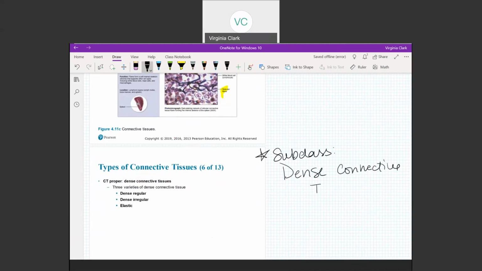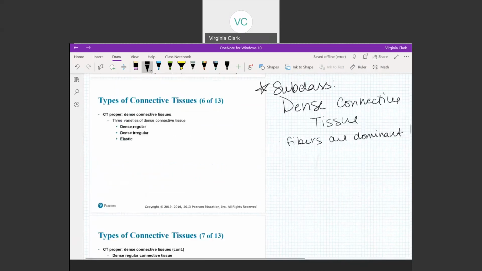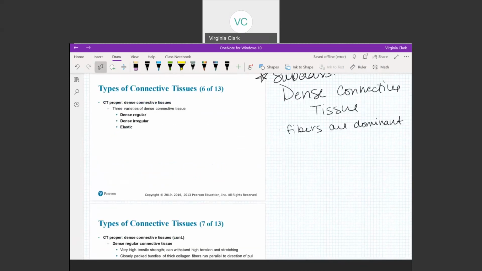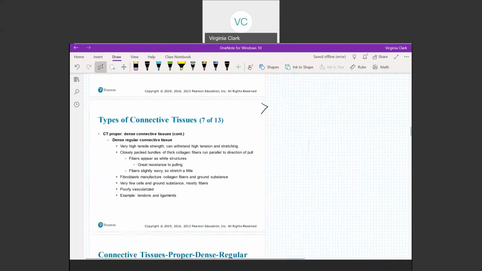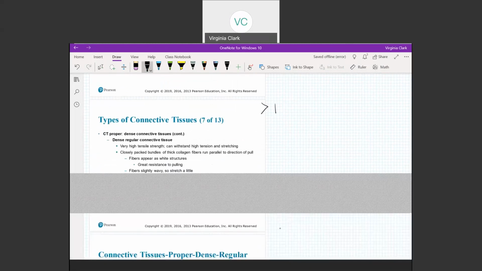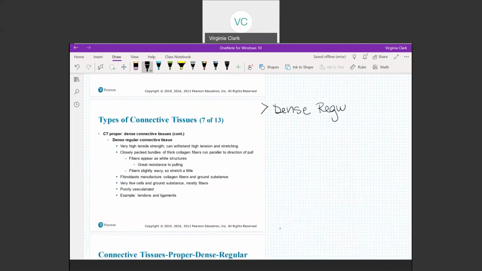So this is different than loose connective tissue. This is dense connective tissue where the fibers are going to be dominant. So it's dense. There's not as much liquid. A couple different kinds, 3 different kinds of dense connective tissue. So first one, dense regular connective tissue. I'm going to give you a helpful hint to remember these. Dense regular connective tissue.